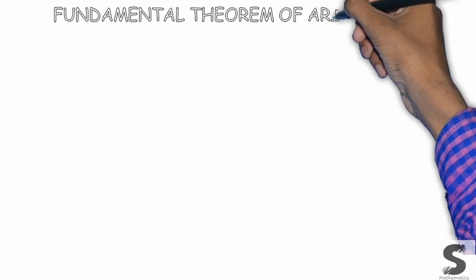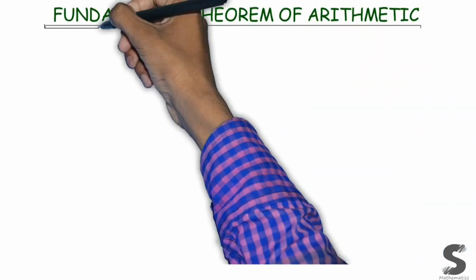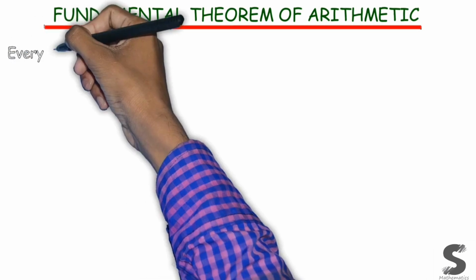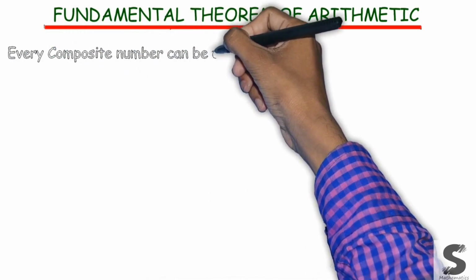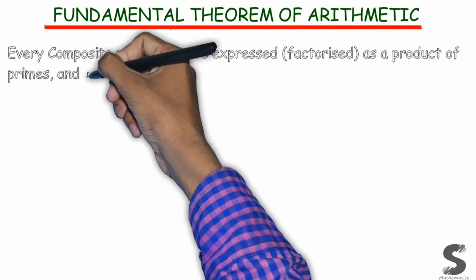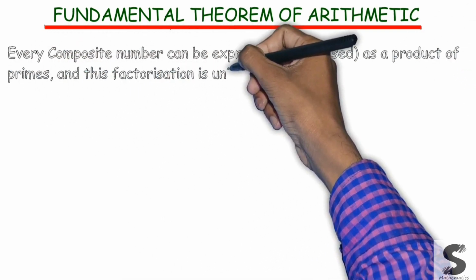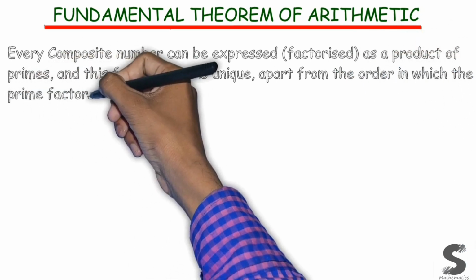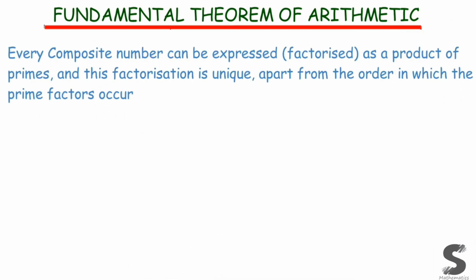Now we will discuss the statement of the fundamental theorem of arithmetic. Every composite number can be expressed or factorized as a product of primes, and this factorization is unique apart from the order in which the prime factors occur.